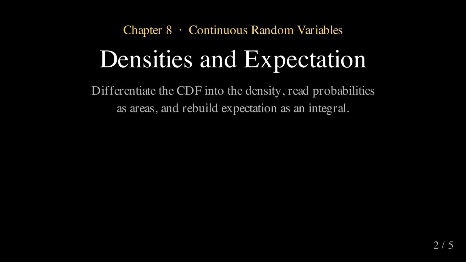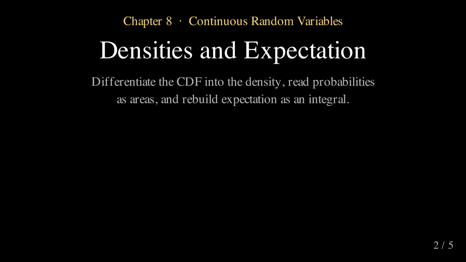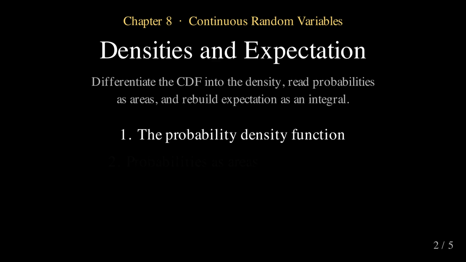The bridge is in place. The cumulative distribution function, one function that describes any random variable, staircases for the discrete, smooth progressions for the continuous. In this video, we differentiate that smooth function and meet the density, the working object of the continuous world for the rest of the course, read the probabilities of intervals as areas under it, and see why single exact points carry no probability at all.